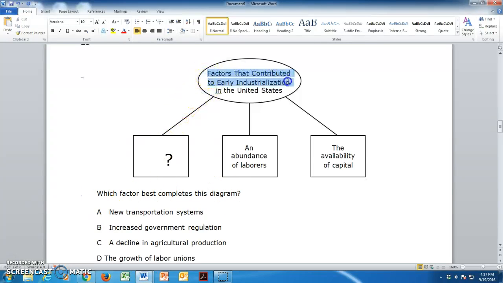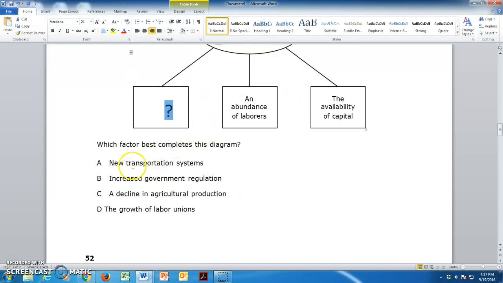The main point is factors that contributed to early industrialization in the United States. So we have 2 of them. So this is true, this is true. So we're looking for a third factor that contributed to early industrialization in the United States. You might not know it, but at least you understand the question.